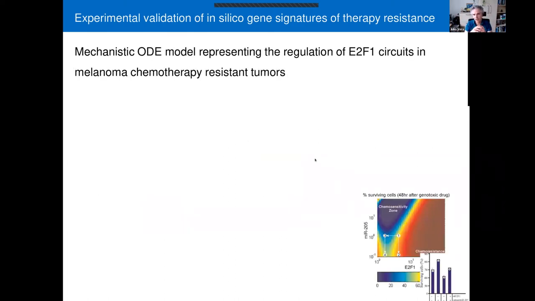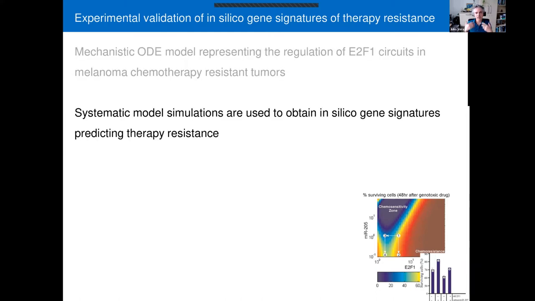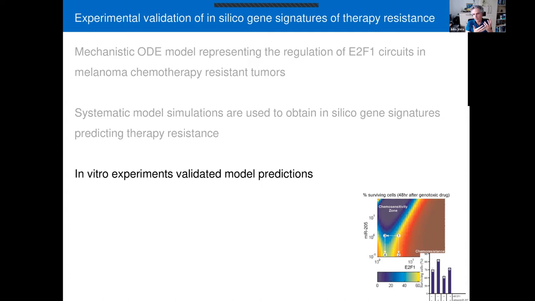So taking everything together, what we did actually is we built a systems medicine-based ordinary differential equation model, accounting for how the regulation of E2F1 affects the ability of melanoma cells to resist chemotherapy. We used systematic model simulations to generate in silico signatures accounting for how these cells are able to resist the therapy. And then we used this information to design experiments that somehow validate the model predictions.